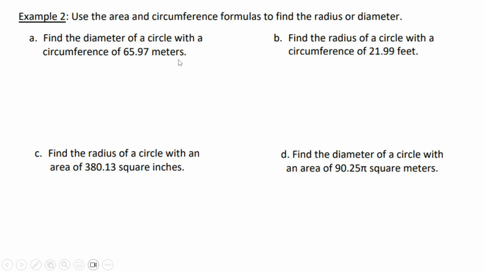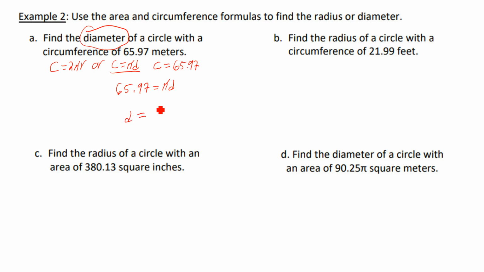So let's go ahead and look at A. So it says find the diameter of a circle with a circumference of 65.97. All right. So it wants us to find the diameter given the circumference. Well, we know circumference is 2 pi r, or pi times diameter. Which I think it'd be better to use this one since it's asking for a diameter anyways. And then it tells me the circumference is 65.97. So okay, set 65.97 equal to pi times the diameter, and then divide your pi over.